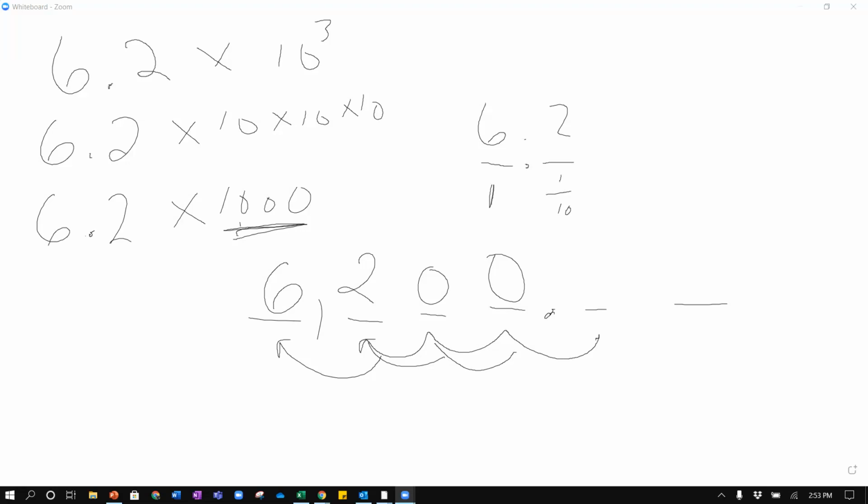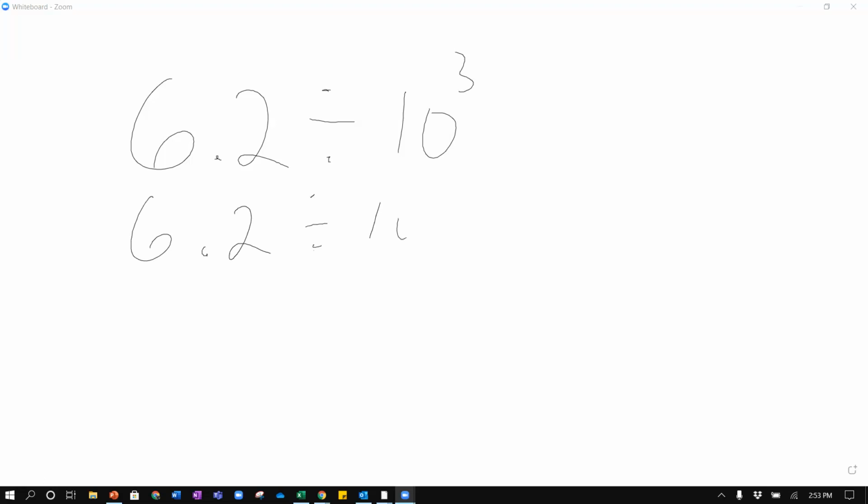It works the same way with division. If I were to take the number 6 2/10 again, and this time I want to divide it by 10 to the third. And you remember that this is really the same thing as saying 6 2/10 divided by 1,000.